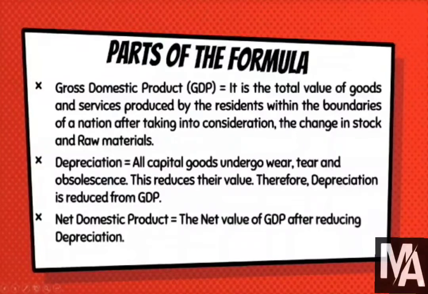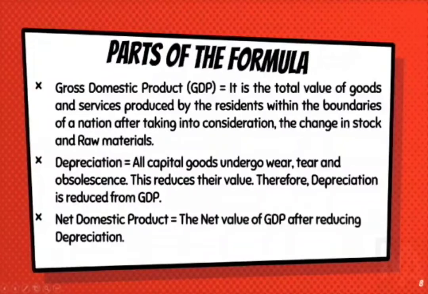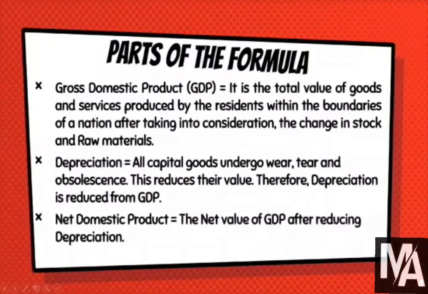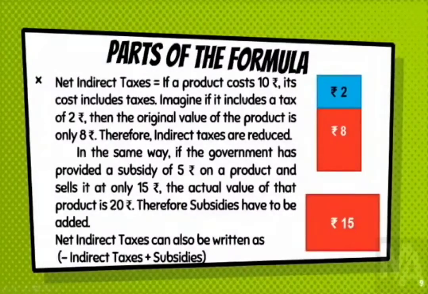The next one is depreciation. This also has been explained in the basic terms. All capital goods undergo wear and tear and obsolescence, or being outdated. This reduces their value. Therefore, depreciation is reduced from GDP, and this will give us an accurate value of the goods and services produced. Once we reduce depreciation from GDP, we get something called net domestic product, and this is the net value of GDP after reducing depreciation. So NDP, or net domestic product, is the GDP but after reducing depreciation. We'll move forward.